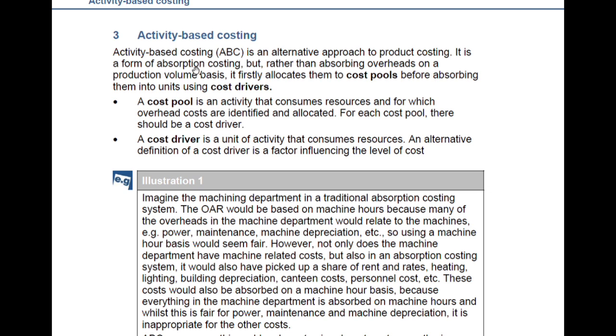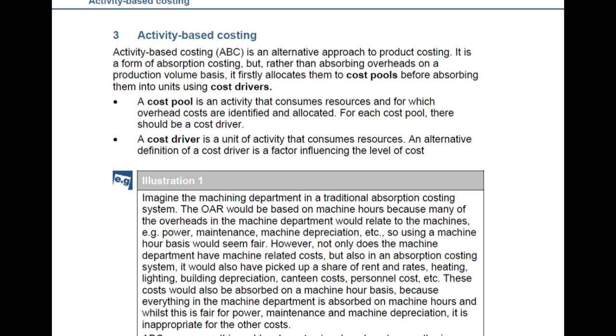activity-based costing is an alternative approach to product costing that we understood right now. It is a form of absorption costing, but rather than absorbing overheads on production volume basis or direct labor basis, we are going to allocate cost pools before absorbing them into cost drivers. So what is a cost pool? Cost pool is an activity that consumes resources and for which the overheads are identified and allocated.